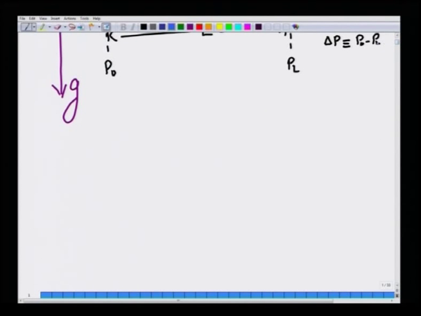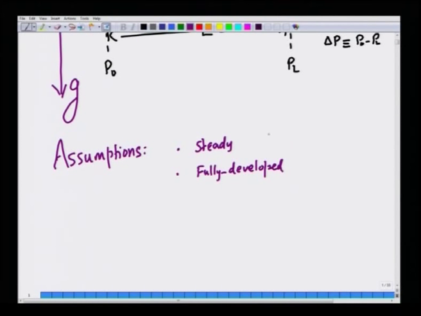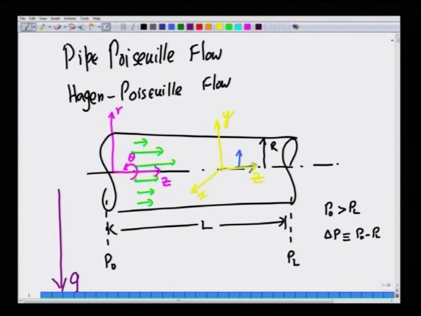Now, we will make the assumptions as usual. The key assumptions are that the flow is steady. If the applied pressure drop is steady, then it is reasonable to expect that the flow is steady. The flow is fully developed, which implies, so let me also write down what this mathematically means. It means that the local time derivative of any quantity, the partial derivative of any quantity with respect to time, is 0. Flow is fully developed implies that there is no variation of the flow velocity. The flow velocity is in the z direction, because you are applying a pressure drop in the z direction. The fluid is going to flow in the z direction.